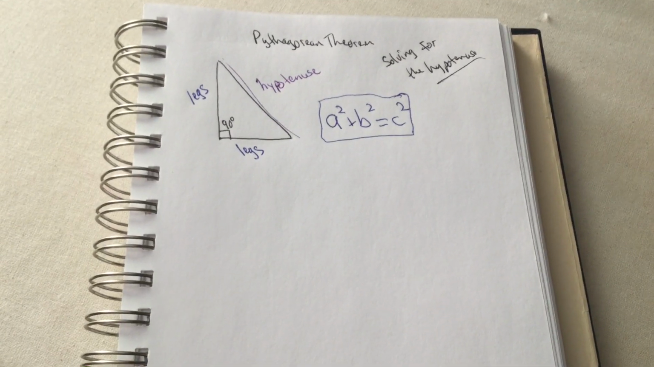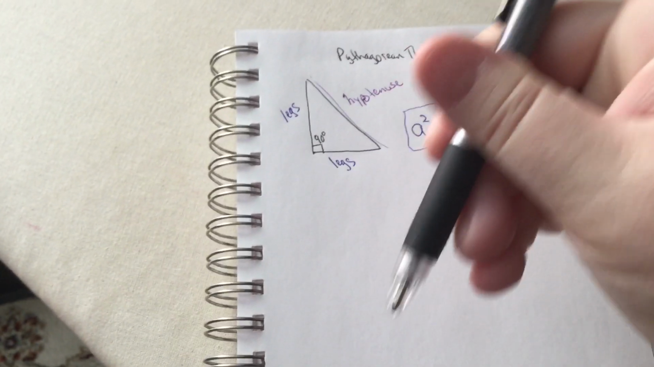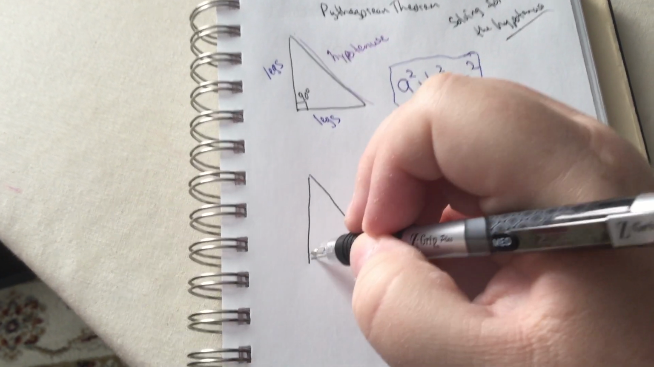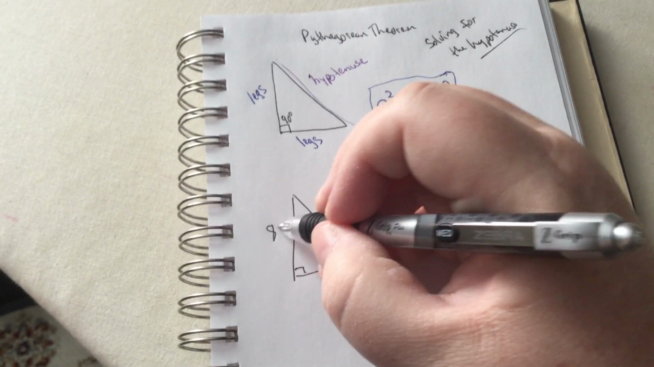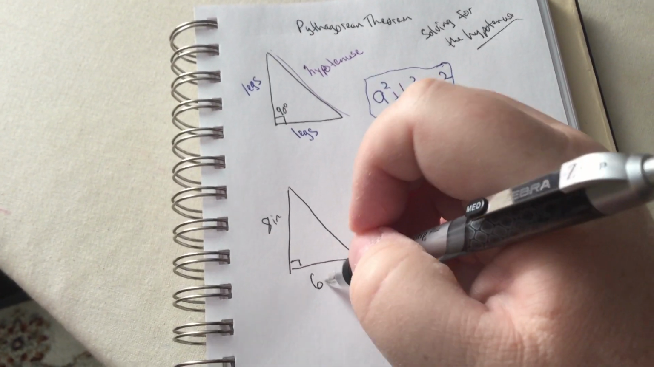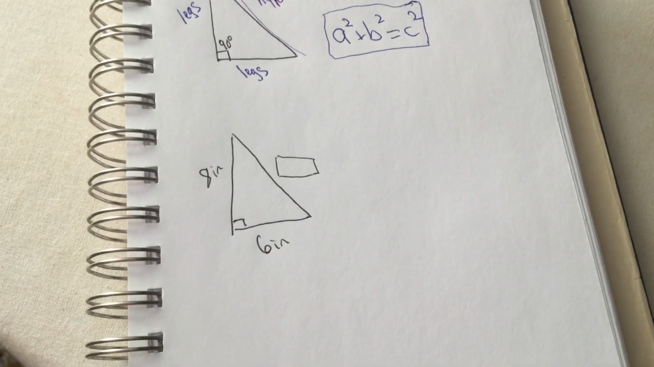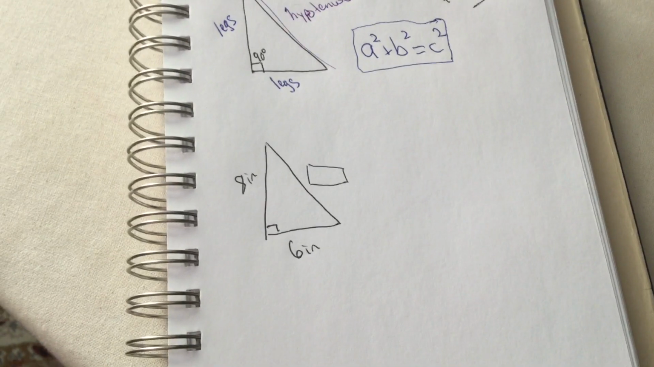So I'm going to set up a problem and show you how it works. Here's another right triangle. And let's say that this is 8 inches and this is 6 inches. And we want to find out, well, how long is the hypotenuse? And we can't just measure it. We've got to use the powers of algebra. So, here we go.